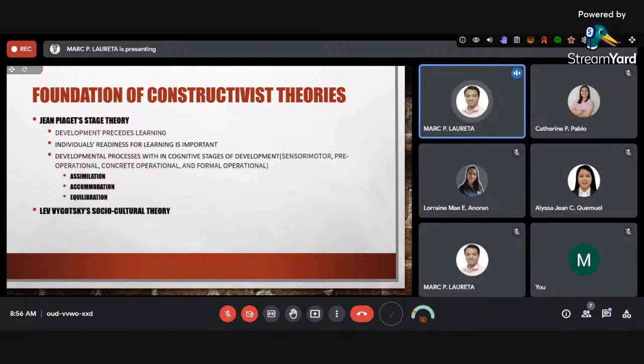The last process is what we call equilibration. When we are referring to equilibration, it is the combination of assimilation and accommodation. It's the constant ongoing negotiation between the two in order to stabilize, in order to finalize learners' mental structures given the new information.